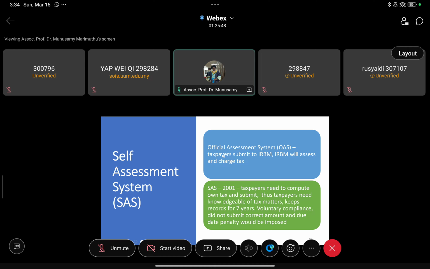The form was posted, then collected, and we had to send it back with the documentation. Then they would do the assessment and charge tax. This is official assessment. This is the old system. Remember I mentioned about flexibility.